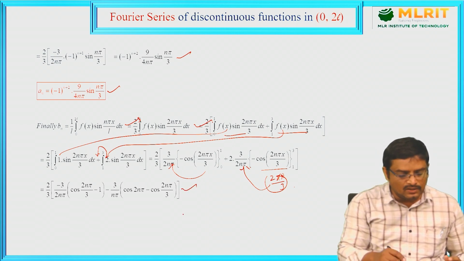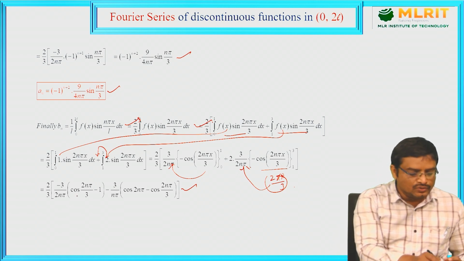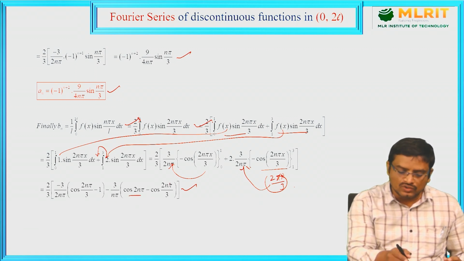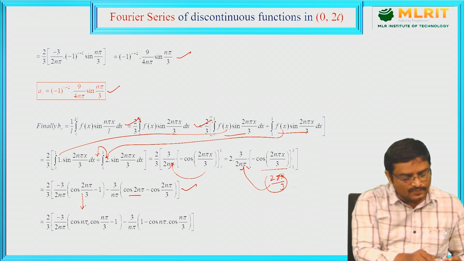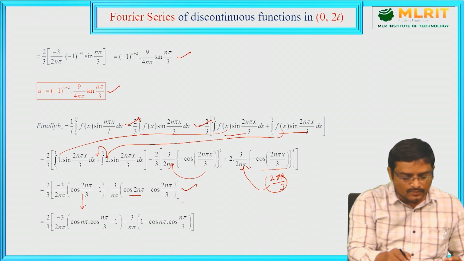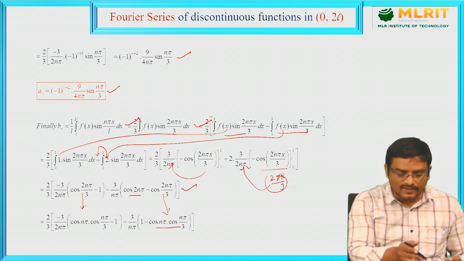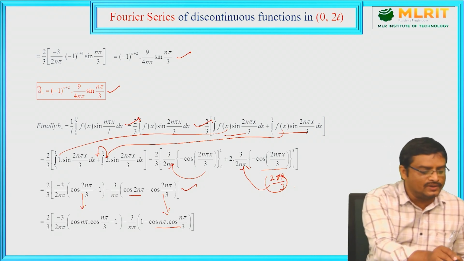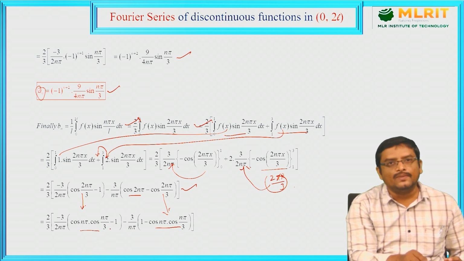So you will get this value here. So minus 3 by 2n pi into cos of 2n pi by 3 minus 1. So this cos of 2n pi minus cos of 2n pi by 3. So here also this cos 2n pi by 3 can be written as cos n pi into cos n pi by 3. So in both cases we have replaced that cos of 2n pi by 3 with this value. It's the same which we have followed in the previous slide when we discussed how to find out the value of an. We follow the same procedure here. So this cos 2n pi by 3 can be written as cos n pi into cos n pi by 3.